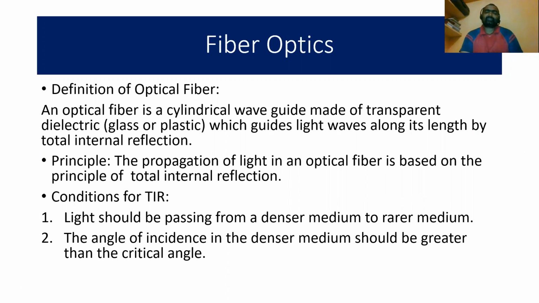Let us discuss the principle behind the working of optical fiber. The propagation of light in an optical fiber is based on the principle of total internal reflection. Conditions for total internal reflection: light should be passed from denser medium to rarer medium only. The angle of incidence in the denser medium should be greater than the critical angle. This we will verify later in the next section.